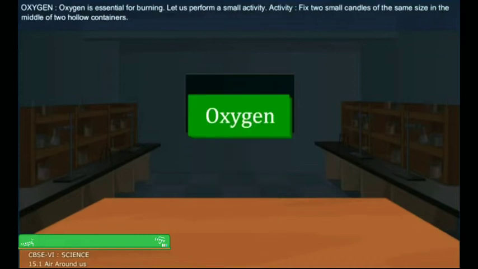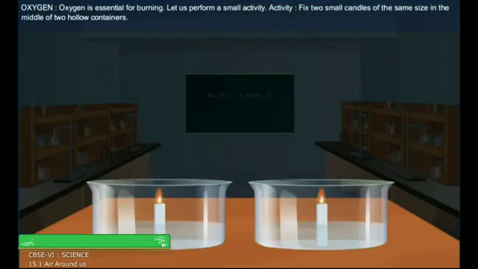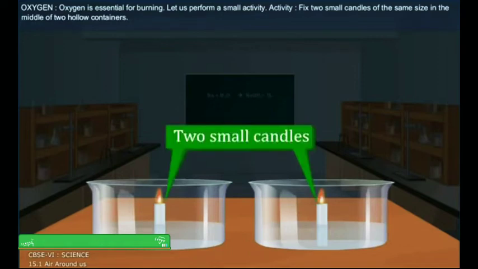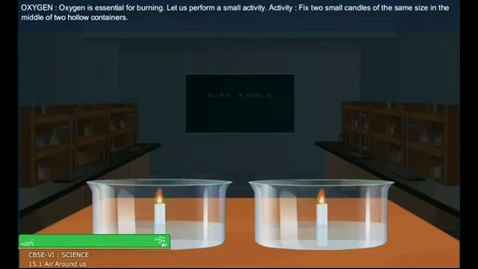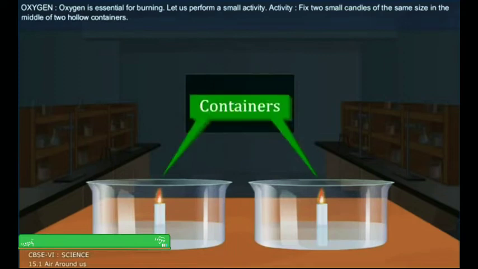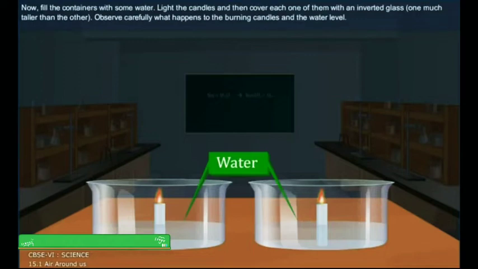Next is oxygen. Oxygen is essential for burning. Let us perform a small activity. In this activity, fix two small candles of the same size in the middle of two hollow containers. Look here, exactly like this. Now what will you observe here?